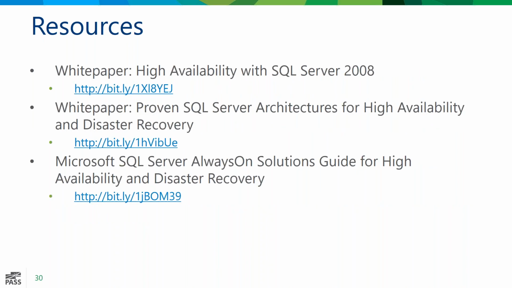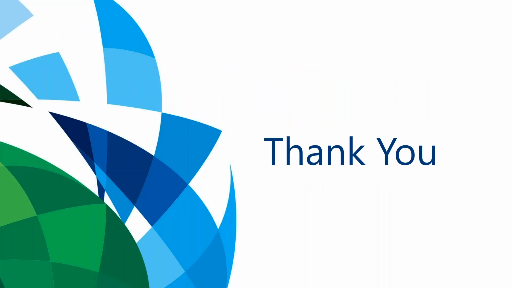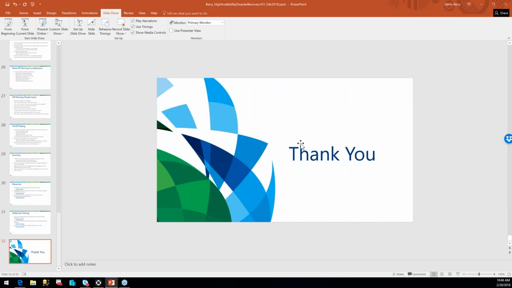So I've got some resources here. There's a couple white papers here. Paul Randal wrote one of these. Some of these are a little bit newer to handle availability groups. And then I also have 3 Pluralsight courses that I've done recently. One is about database mirroring with a lot of demos. Another one's about log shipping with a lot of demos. And then I have one on installing and configuring SQL Server 2016 that talks about things you can do to script out your installs and get them to go more quickly, which can be really helpful in a disaster recovery situation. So that's it for the presentation, and I've got some time for some questions here.